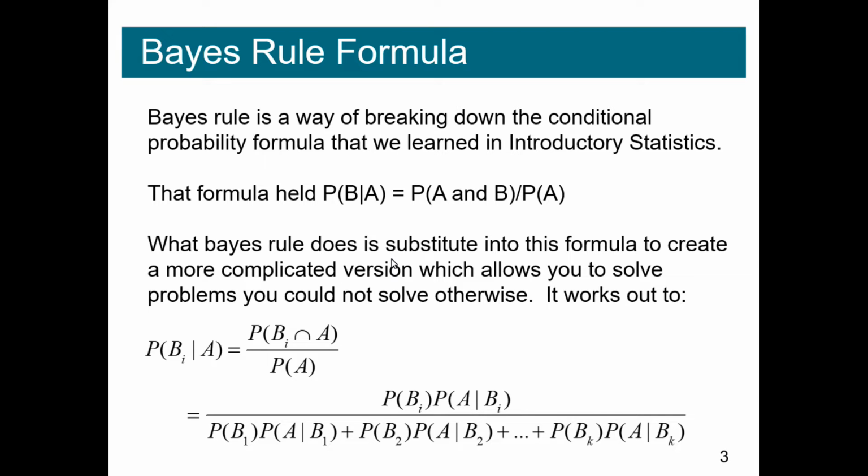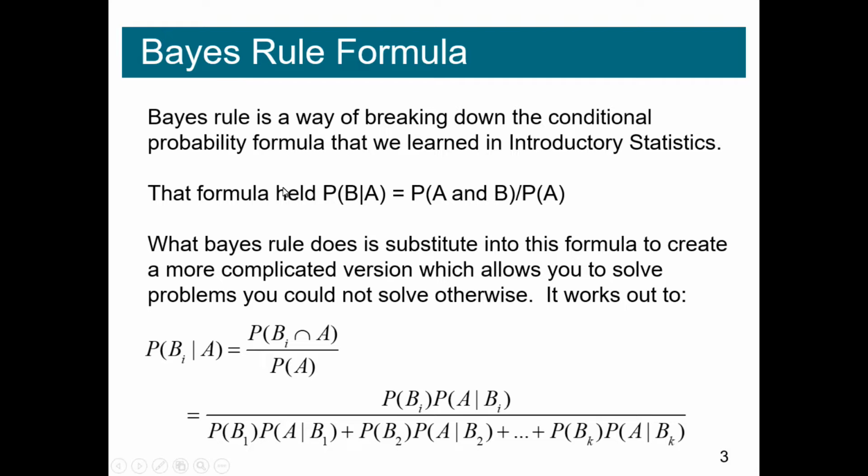It's a way of breaking down the conditional probability formula that we learned in introductory statistics. That formula told us that P of B given A, meaning we know the thing after the given line, A, has already happened, equals P of A and B, the probability that both occur at the same time, divided by P of A, the probability that A has happened, because we know, based on this given line, that A has already happened. What Bayes' rule does is it substitutes into this formula to create a more complicated version, which allows you to solve problems you could not solve otherwise.